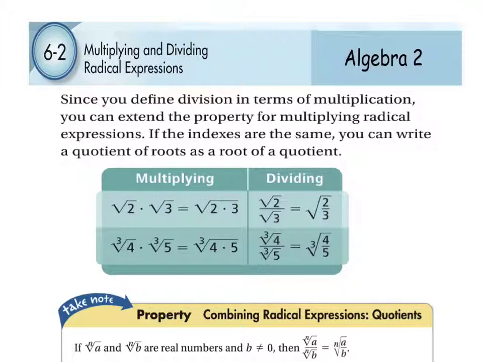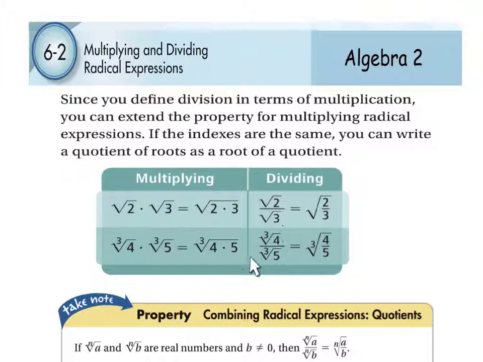Since you can define division in terms of multiplication, we can extend the property for multiplying radical expressions. If the indexes are the same, you can write a quotient of roots as a root of a quotient. For example, same thing we do with multiplication: the square root of 2 times the square root of 3 is the square root of 2 times 3. It's the same thing for division. The square root of 2 divided by the square root of 3 is essentially the square root of the whole thing, 2 divided by 3.